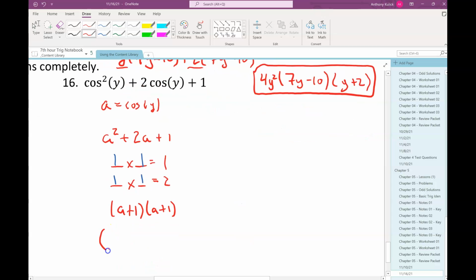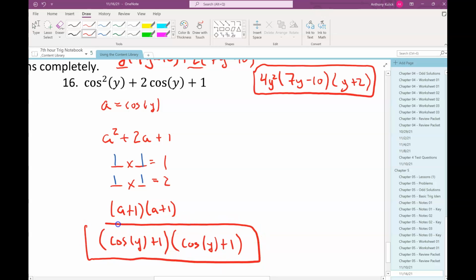And then my last step would be to just put the cosine y's back in there. So every place there's an a, I'm going to replace it with a cosine y. And that's all we got.